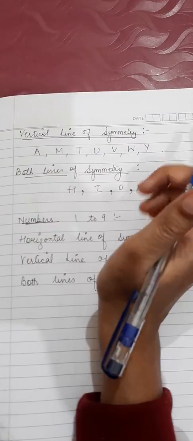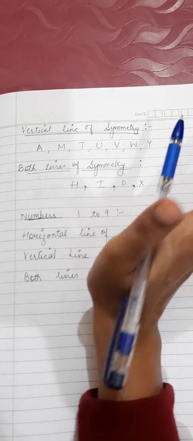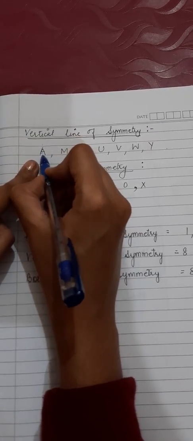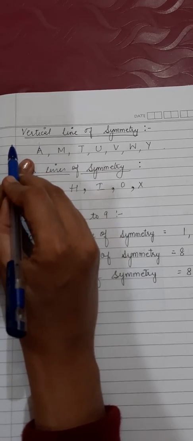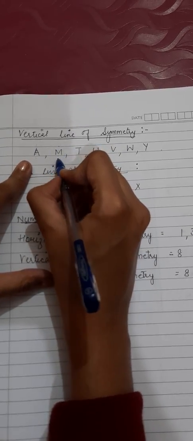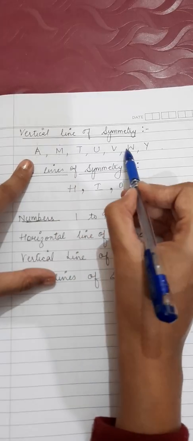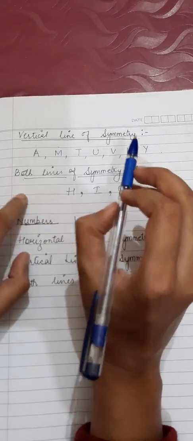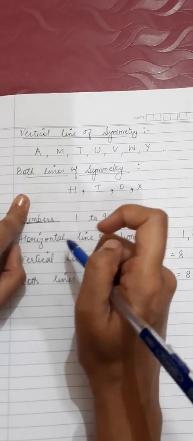Next is vertical line of symmetry. Now which are the alphabets in which vertical line of symmetry is there? Only vertical, that is going to be A. If I am going to draw a vertical line, it is going to overlap on the other side. M, I am going to draw like this, it is going to overlap. Similarly, T, U, V, W and Y. So these are the only alphabets in which vertical line of symmetries are there.